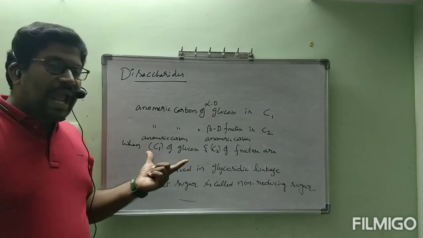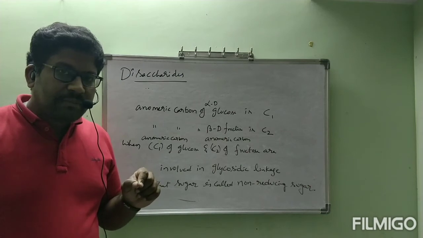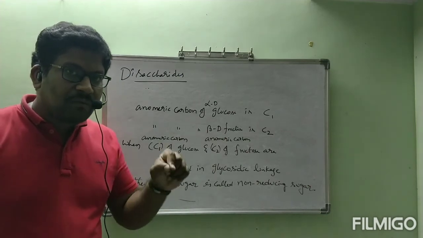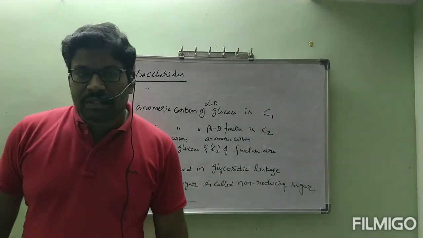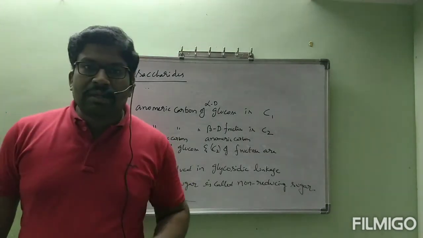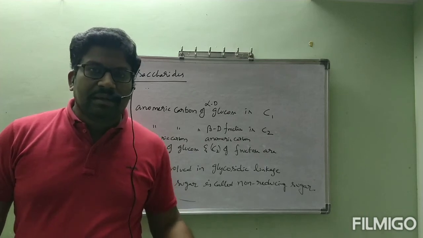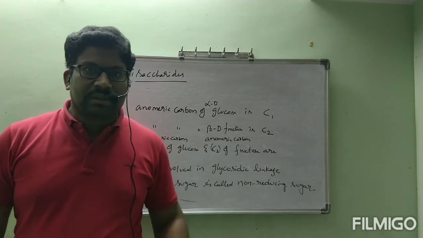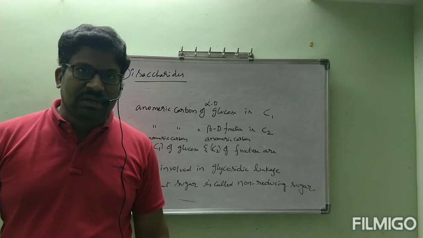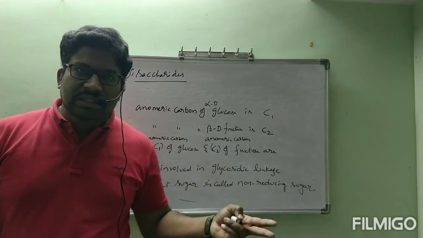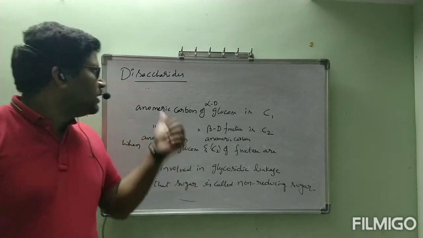When the anomeric carbons of two monomers are involved in the glycosidic linkage, then that sugar is called a non-reducing sugar. If any one anomeric carbon is free, then that sugar is a reducing sugar. Why it is called like this, the difference between reducing and non-reducing sugar, you will get clarity after knowing the structures of maltose and lactose. Okay, the remaining two structures we will see under disaccharides.